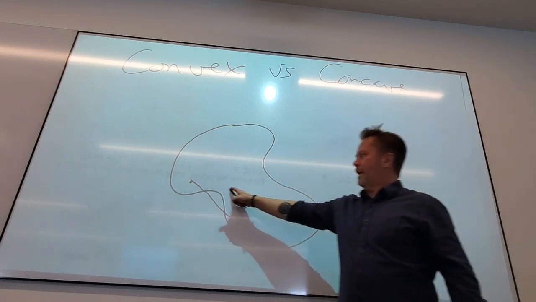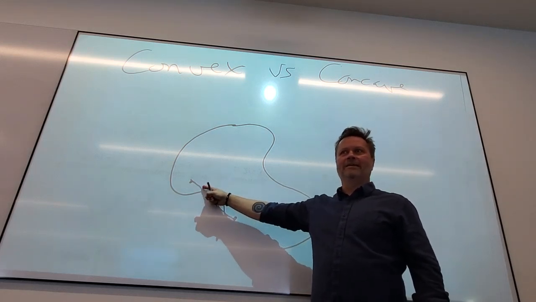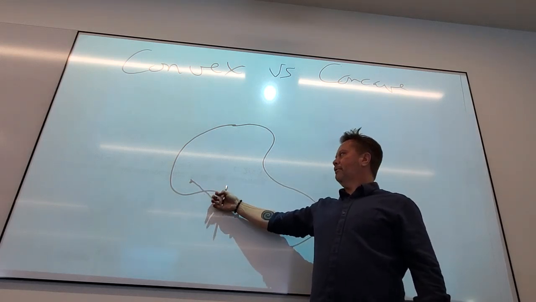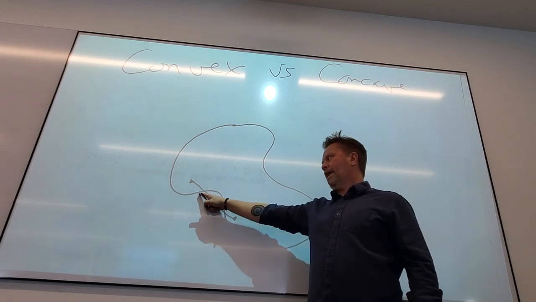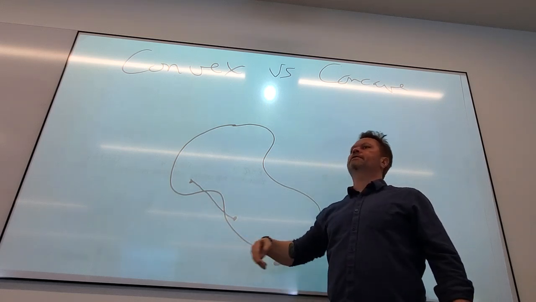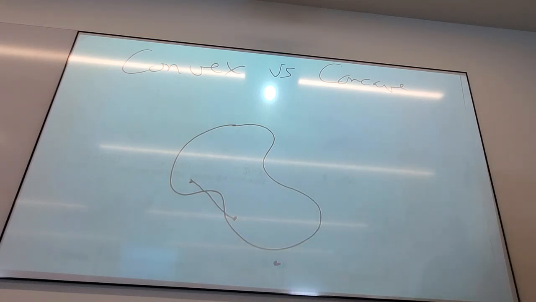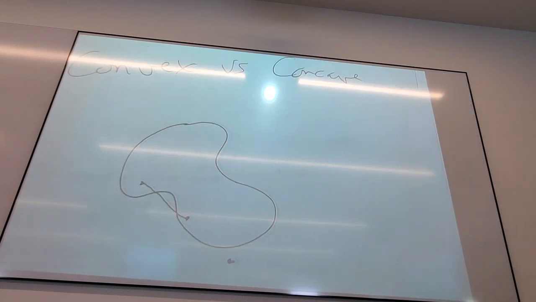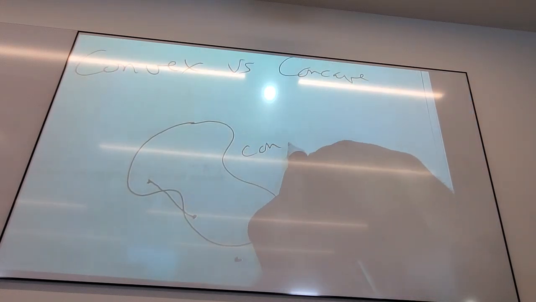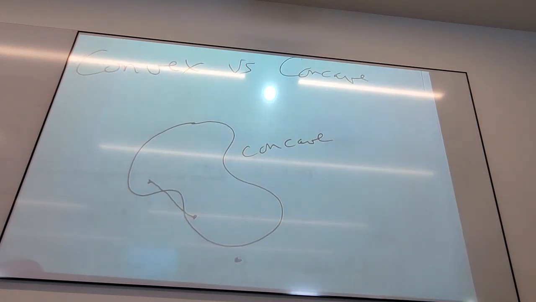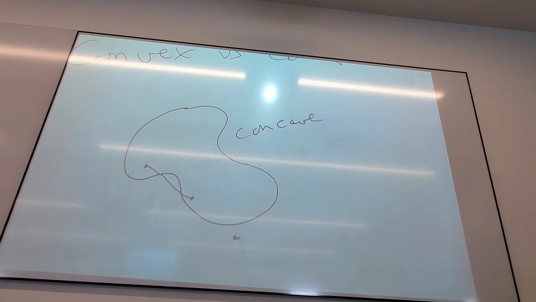Do you guys see how this is a cave here? Yes? So one way to remember concave versus convex: if it caves in on itself, that's concave. If it doesn't, that's convex. So this would be a concave shape. So let's talk about this from the perspective of polygons.